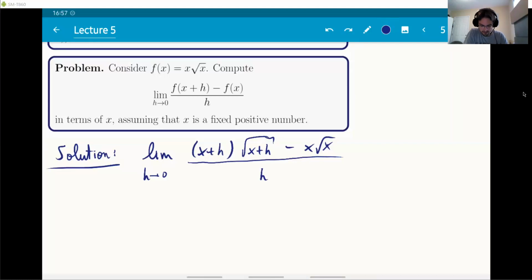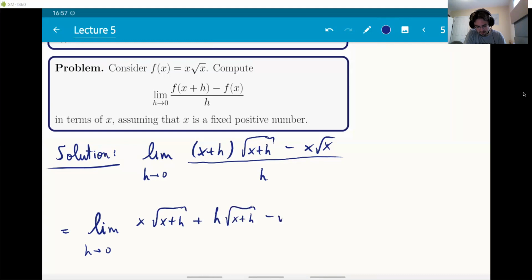There are some approaches. The first thing that I would do here is actually distribute this square root with the two numbers x and h. Let me do that. So you have x times the square root of x, plus h times the square root of x plus h, minus x root x over h.